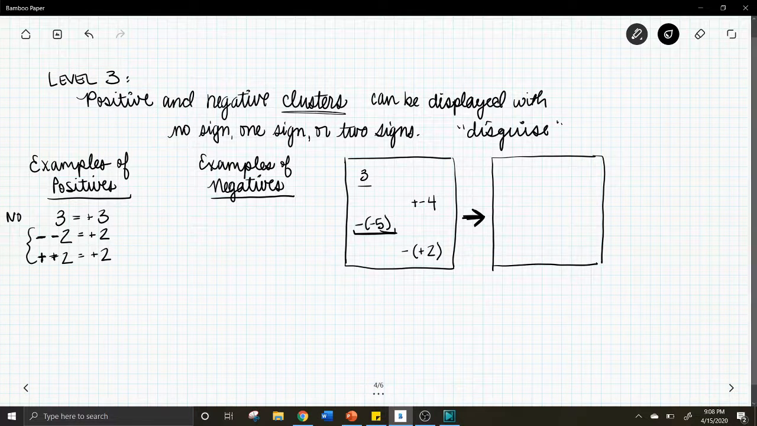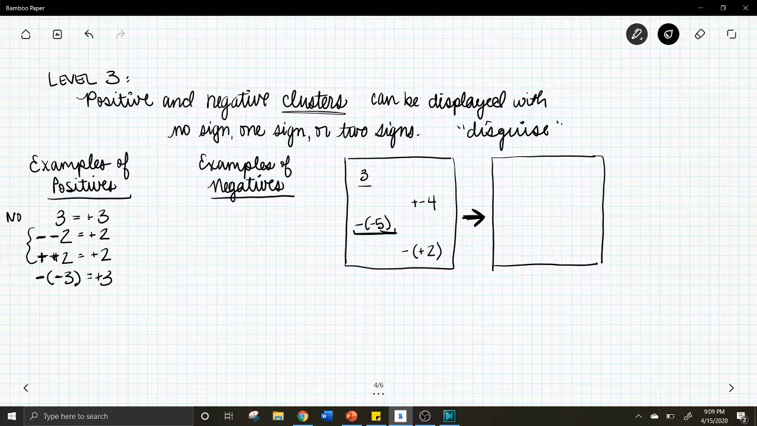And then also, a double negative when you have a parentheses will equal a positive. So those are the different ways positive numbers can be represented. With no sign, with double negatives, with double positives, or with double negatives with parentheses. Those all represent positive numbers.